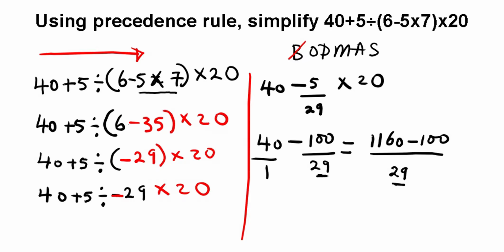So here, 1160 minus 100, you are going to get 1060. So this will be equal to 1060 divided by 29. So this becomes your final answer. If you like, you can also keep it in decimal.